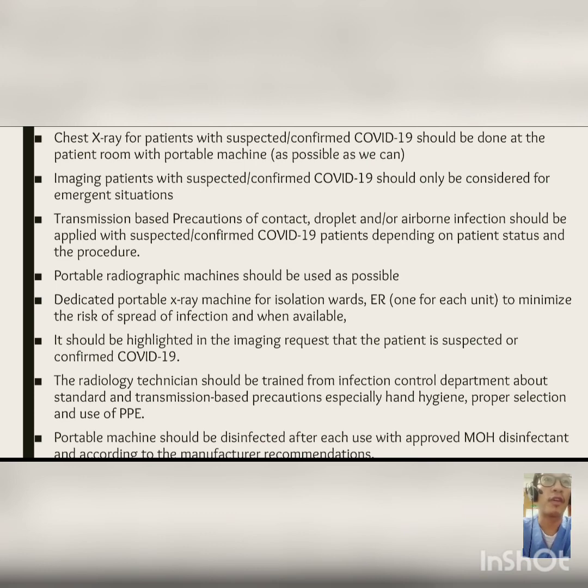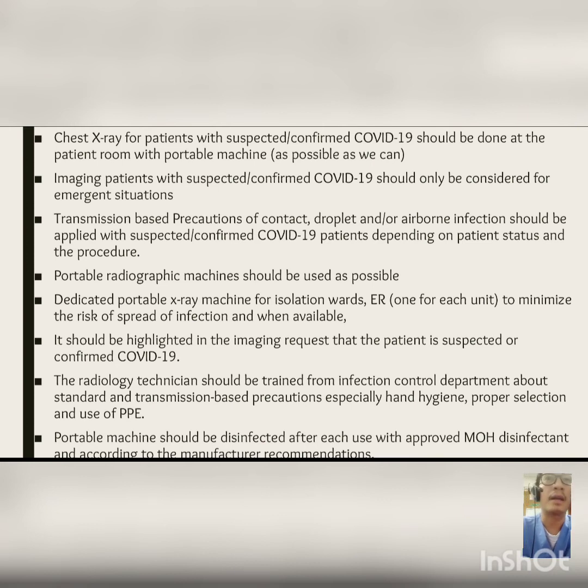Transmission-based precautions of contact, droplet, and/or airborne infection should be applied with suspected or confirmed COVID-19 patients, depending on patient status and the procedure. A portable radiographic machine should be used as much as possible. So we have a dedicated portable X-ray machine in the ER, as well as in the ward. It should be highlighted in the imaging request that the patient is suspected or confirmed COVID-19.